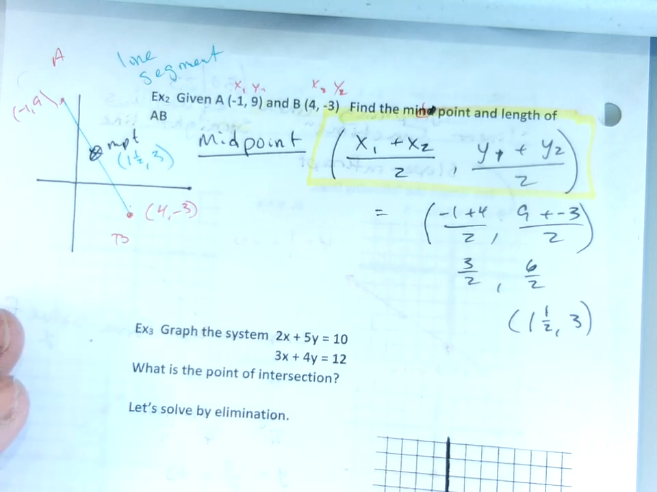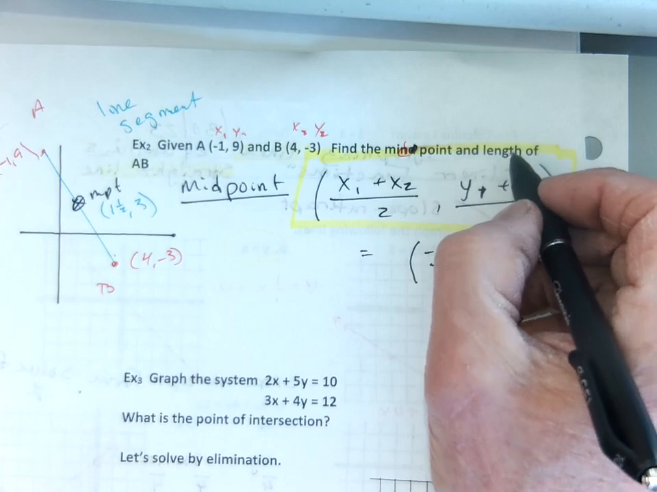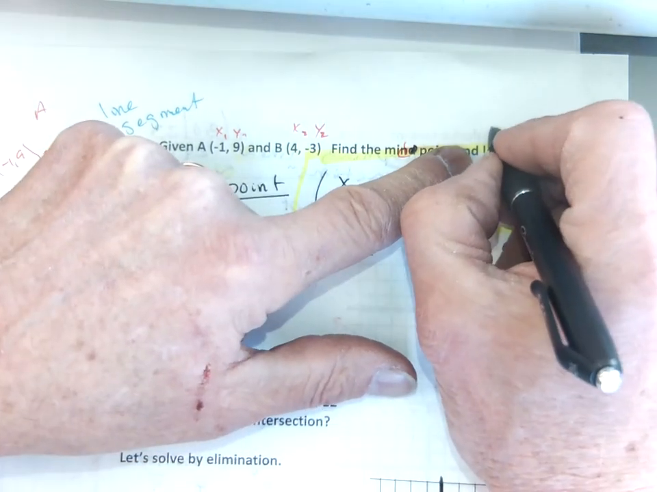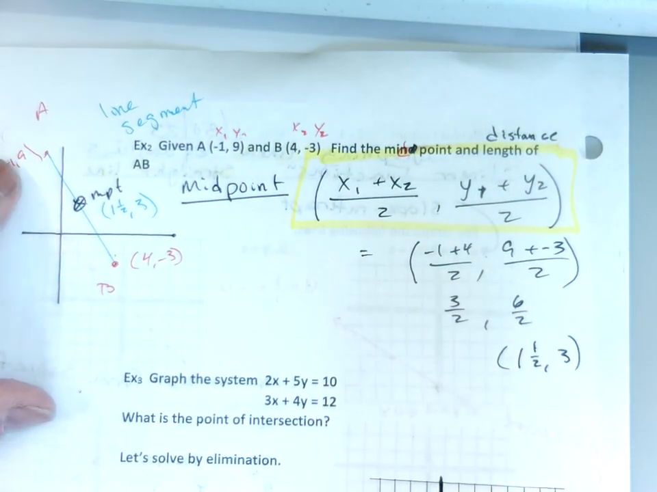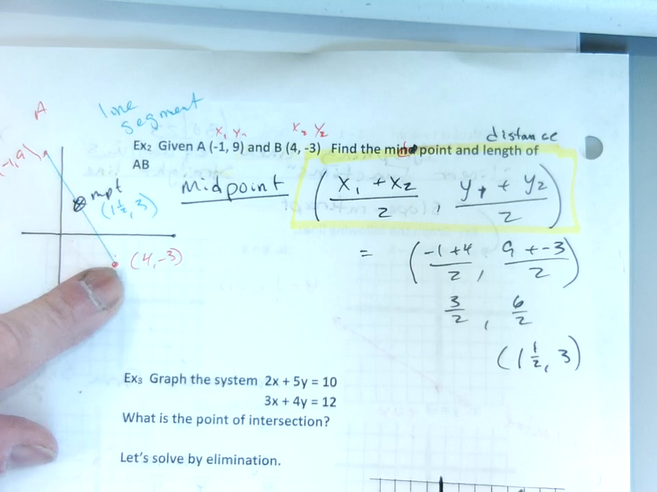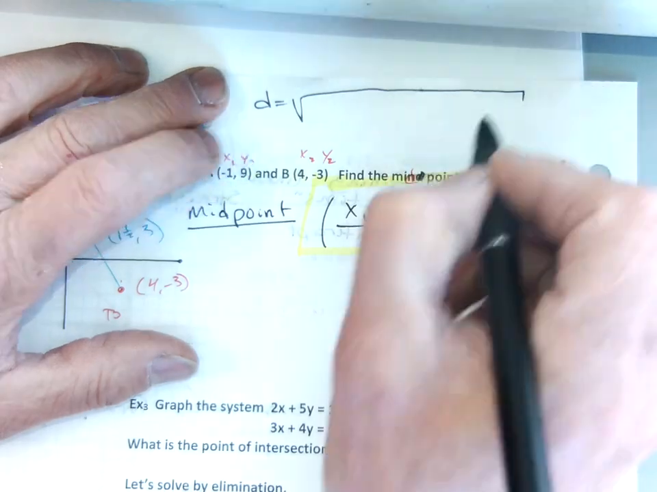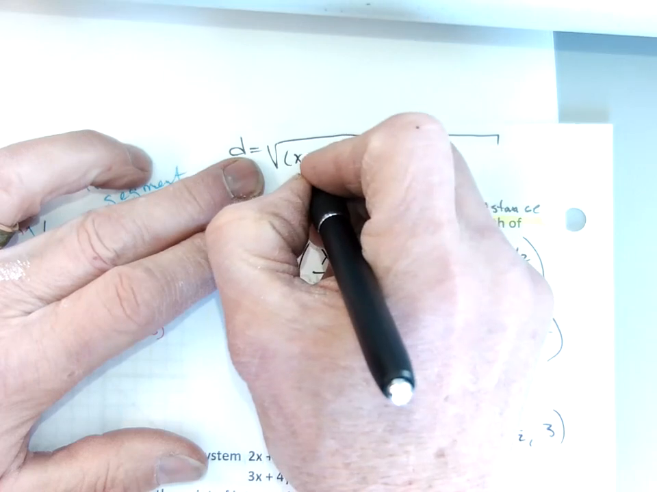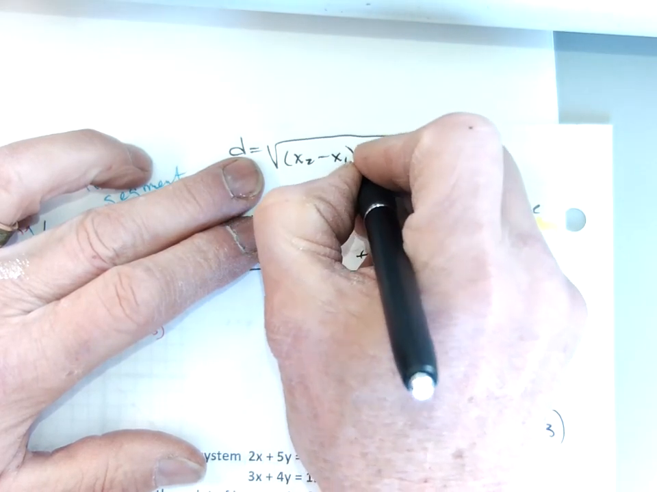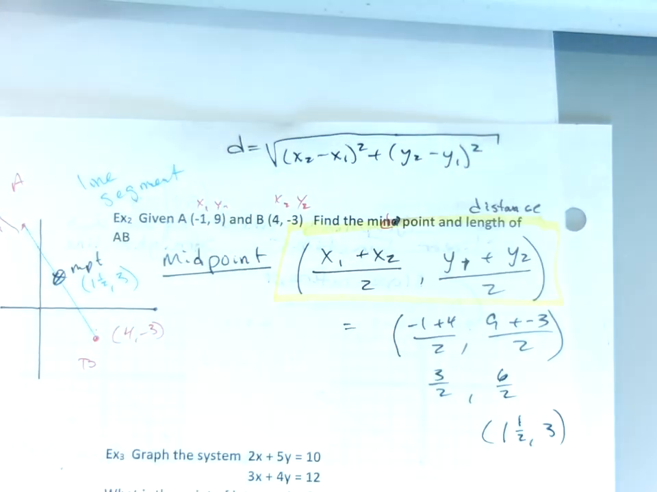And then to do the length. The length or distance depends on whatever book. It's the same thing. Sometimes you'll see find the length, sometimes it'll say distance. They're asking for the same thing: what's the length of the segment, or what's the distance between A and B? So the distance formula is the big square root of (x2 subtract x1) squared plus (y2 minus y1) quantity squared. That is the distance formula. I'm going to highlight that too because it's important.